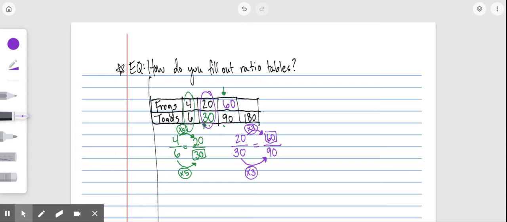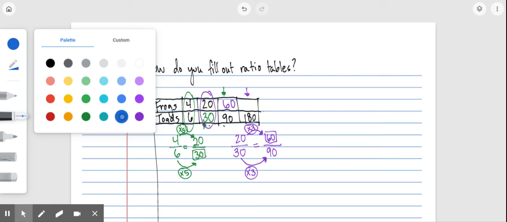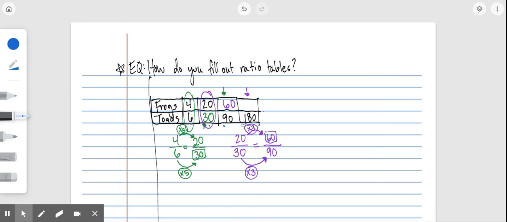Okay. Again, I'm just looking for the ratio patterns, these relationships that are happening. And then now I have one last problem that I want to solve, and I want to find out how many frogs for 180 toads. Again, I can use any of the previous ratios. I could use 4 to 6. I could use 20 to 30. I could use 60 to 90. It doesn't matter. I get to choose which one to start with based on which one I think will get me to 90 easiest. Okay? So I know that there's a relationship between 90 and 180. I know that 90 times 2 is 180, so I'm going to start with 60 to 90 this time.